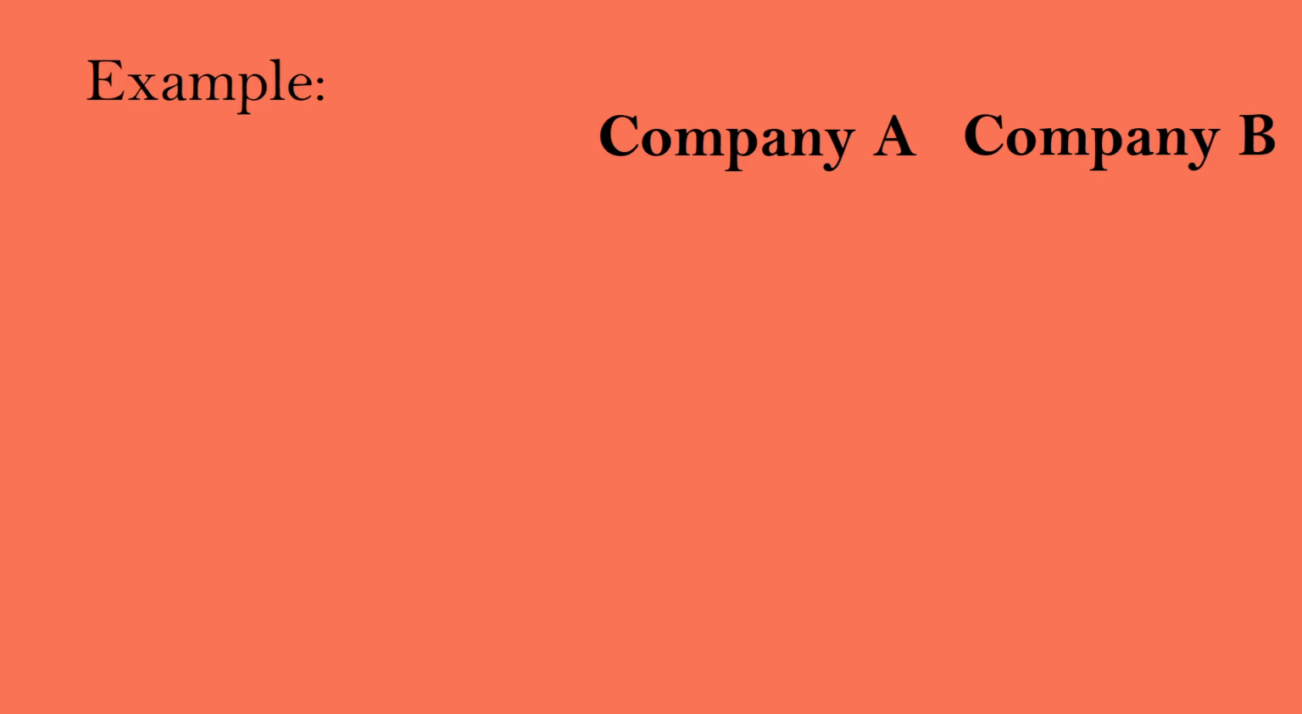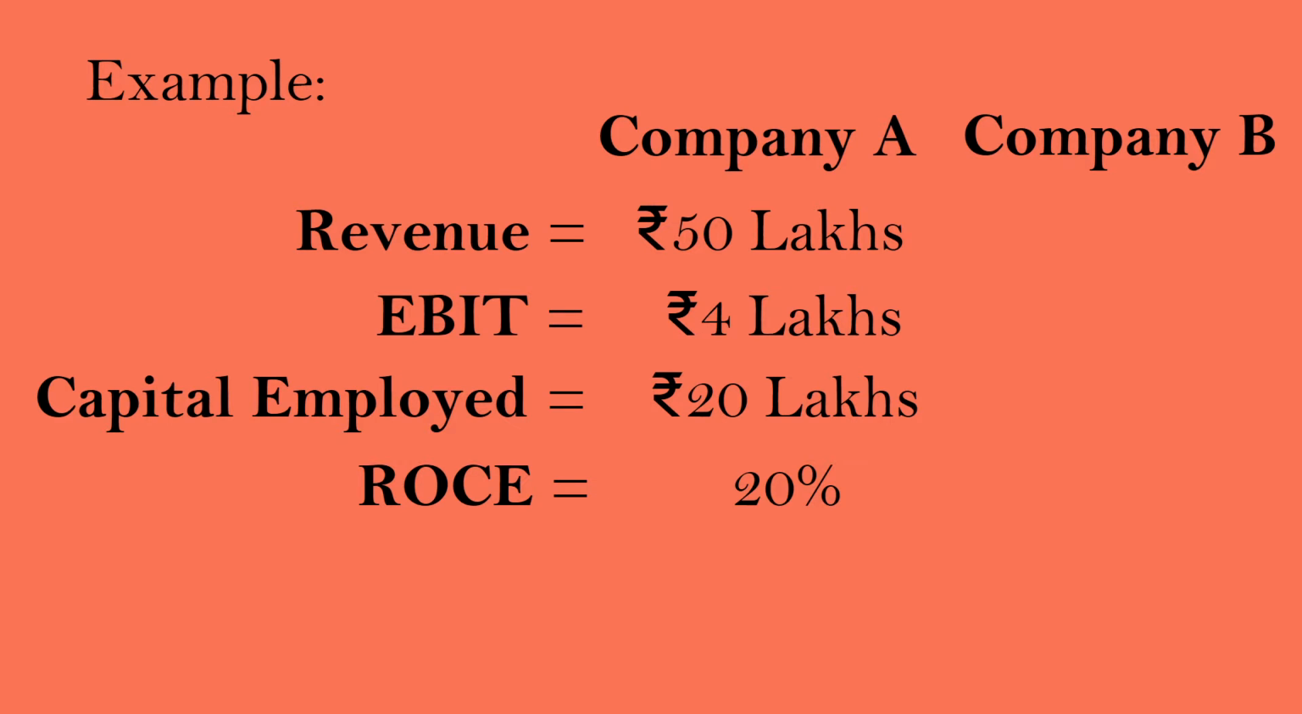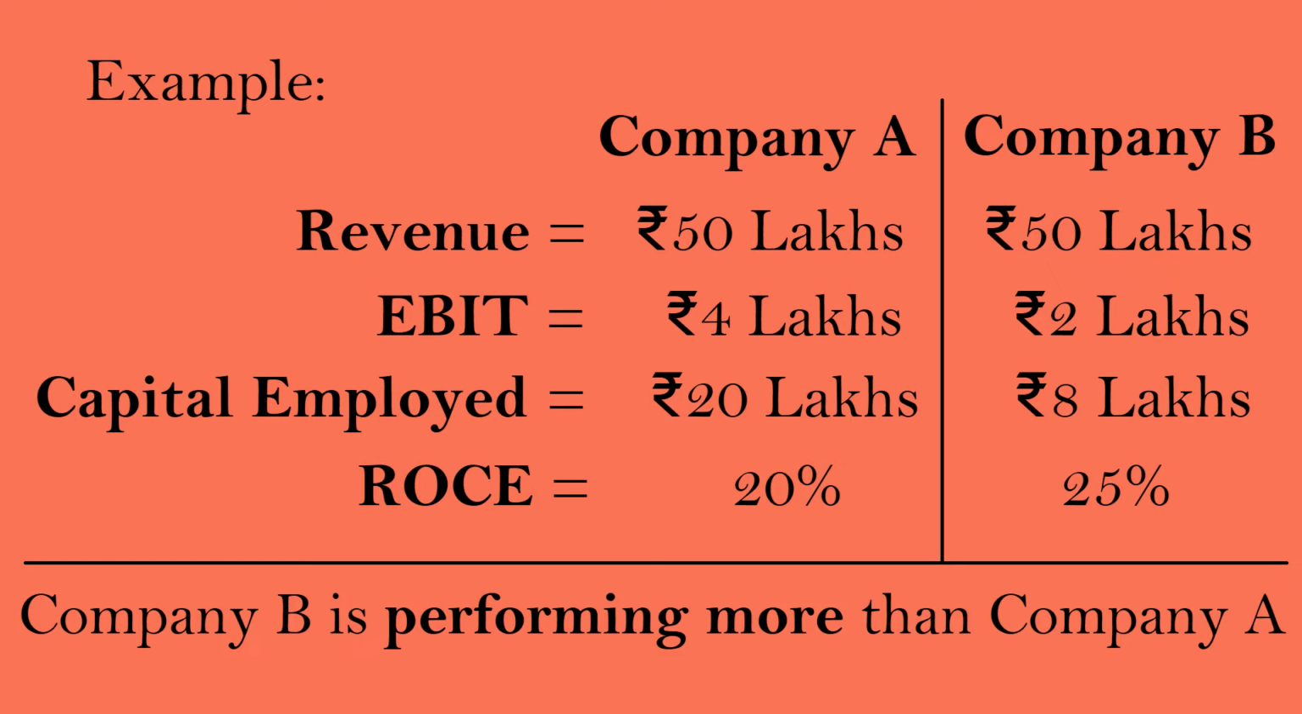Both companies' revenue is the same, 50 lakh. EBIT of company A is 4 lakh and capital employed is 20 lakh, then ROCE is 20%. But company B's EBIT is 2 lakh and capital employed is 8 lakh, then ROCE is 25%. From this example, company B is performing better than company A.